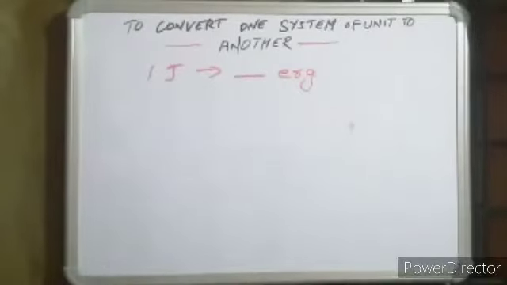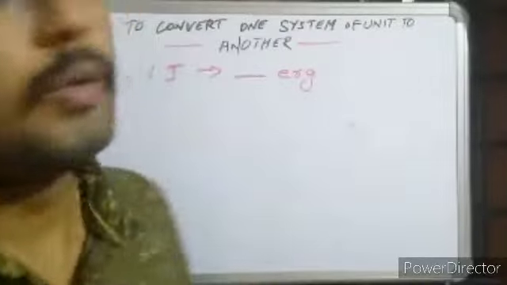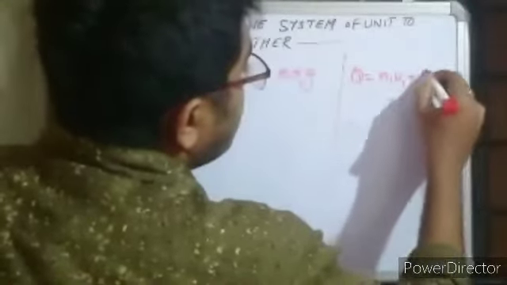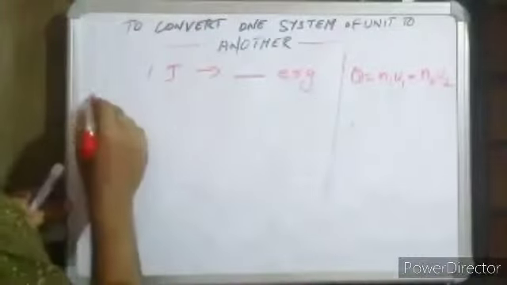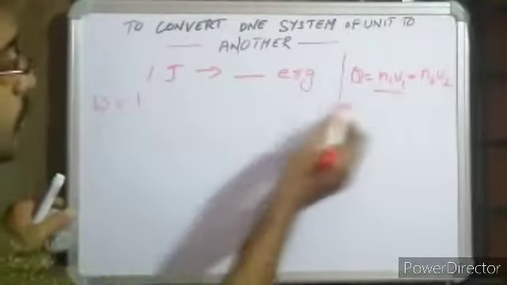So coming to your first question of this particular part. 1 joule is equal to how many erg? You know joule is a unit of work. So for the quantity, we have written Q is equal to N1 U1 is equal to N2 U2. So the work is equal to N1, which is 1, U1 is joule.